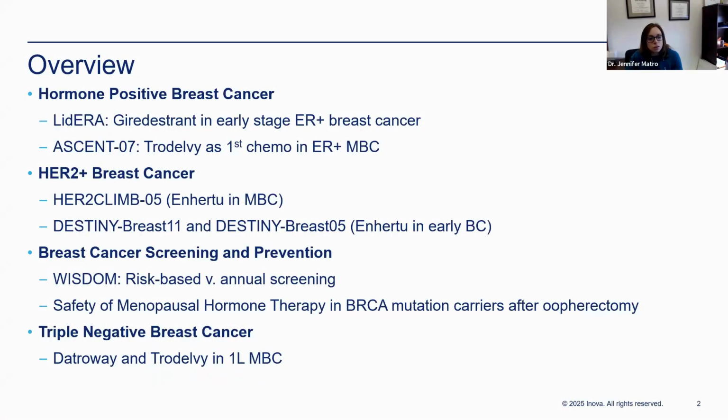This is the overview. I'm going to touch on all the different subtypes of breast cancer, and there were actually a couple of abstracts about cancer prevention. And I think that we sometimes don't talk about that or don't think about that enough in the medical oncology world because most of the patients that we see already have cancer. But I thought that it was a couple really interesting topics.